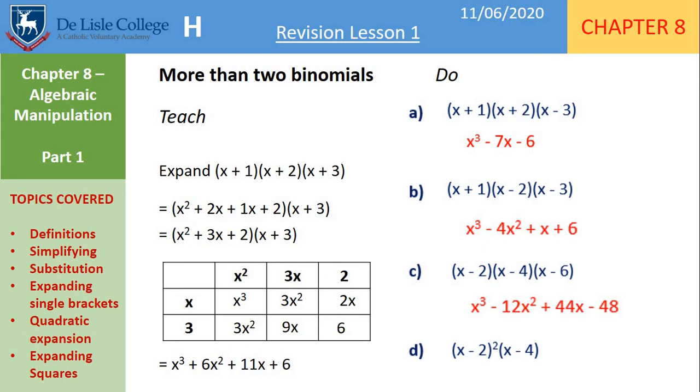And for question D, remember that first bracket was repeated, so you should have written that bracket out twice to make sure you avoid any mistakes. And then we get x cubed take away 8x squared plus 20x take away 16. Okay, well done if you got all of those.